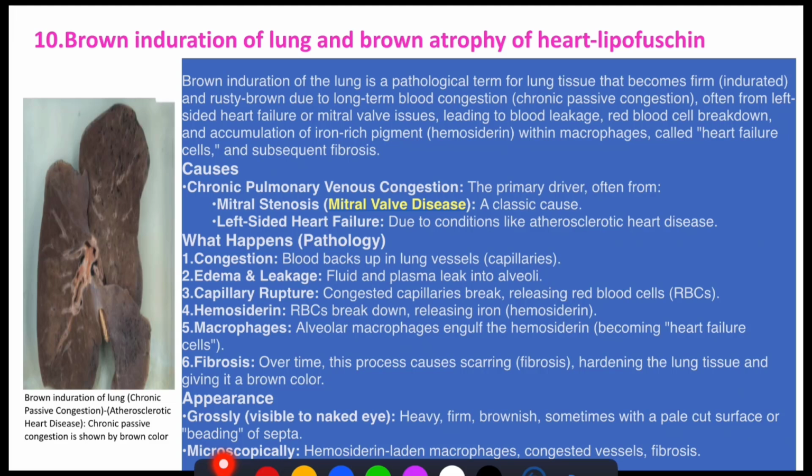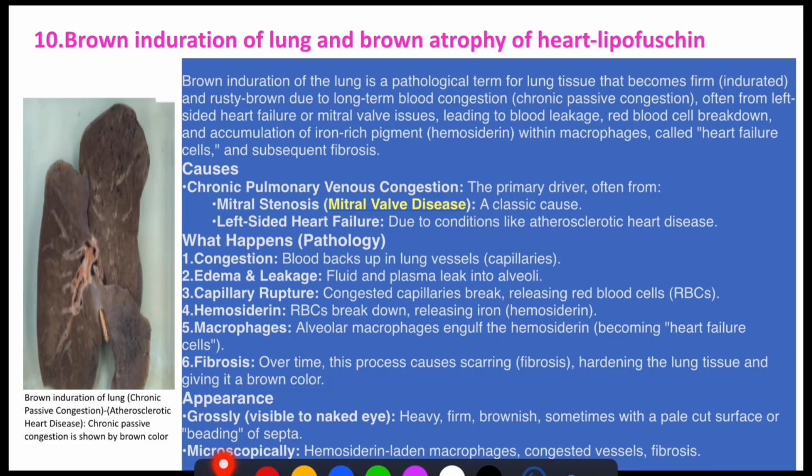Second pigment is brown induration of lung. As we have discussed, brown atrophy of heart is lipofuscin pigment, and lipofuscin pigment is also known as wear and tear pigment. This is a lung specimen showing brown induration, meaning brown colored appearance of lung, and this is due to chronic passive congestion. It is in the case of atherosclerotic heart disease.